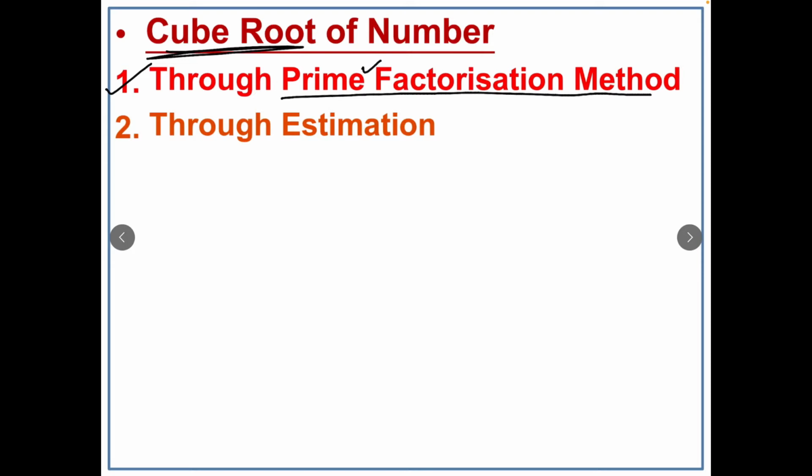Okay, and the second one is through estimation. This method is very much similar to the method that we studied in chapter 6 for finding square root. That is similar to the division method. So we have only 2 methods to find the cube root of any number. First one is prime factorization, and second one is through estimation. We'll understand this method one by one.